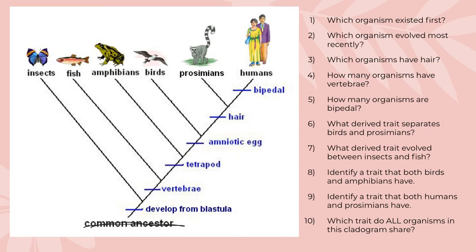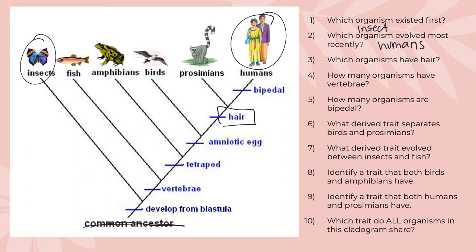Here's our common ancestor, and the first organism, according to this cladogram, that existed is an insect. So we're going to write insect right here. Which organism evolved most recently? That is this organism right here, which is humans. Next, it says which organisms have hair. So I'm going to find that derived trait. It's right here. That means that none of these organisms have hair, but everything up here does have hair. So it would be prosimians and humans.